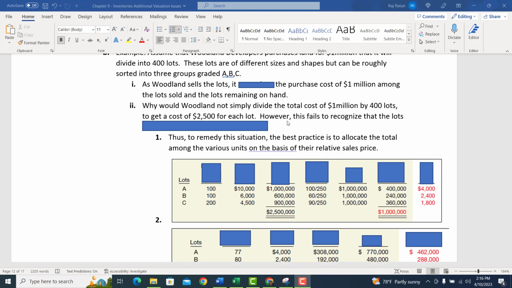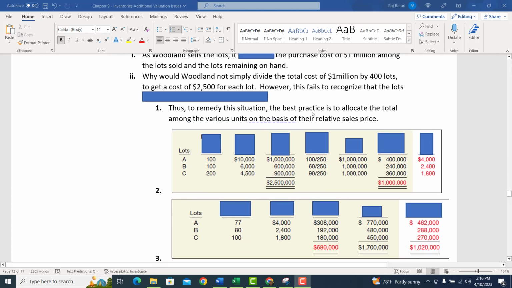Why wouldn't Woodland simply divide the total cost of $1 million by 400 lots to get $2,500 for each lot? Well, it really neglects to understand the shape, the attractiveness, and size of the actual lots. So that's why we use a relative sales price apportionment to figure out the actual cost. To remedy this situation, the best practice is to allocate this total among the various units on the basis of their relative sales price. So here's a model example of what the forthcoming homework problems represent.